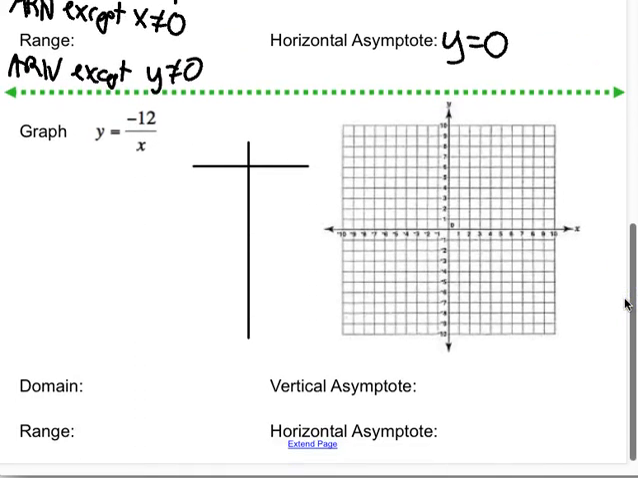So let's try another one. All right. So y equals -12 over x. So I want all the numbers that are going to divide 12. So I'm going to start with 0 in the middle. What divides 12? Well, there's a lot of numbers. 1, 2, 3, 4, 6, and 12. And then, of course, all of the negatives.